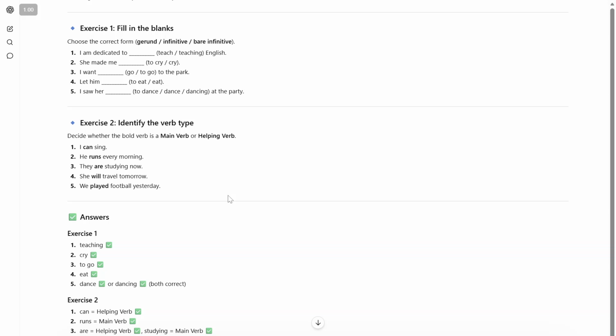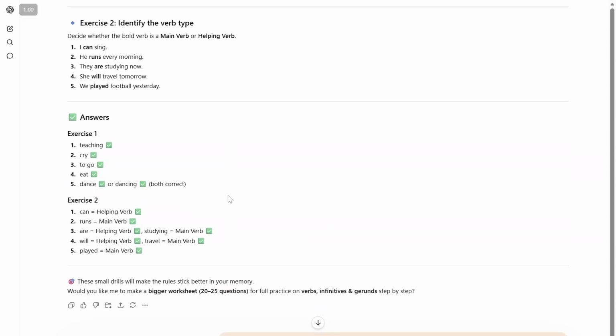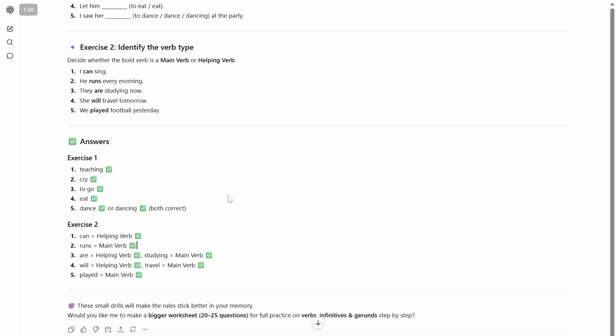Answers. Exercise 1: 1, teaching. 2, cry. 3, to go. 4, eat. 5, dance or dancing, both correct. Exercise 2: 1, can equals helping verb. 2, runs equals main verb. 3, are equals helping verb, studying equals main verb. 4, will equals helping verb, travel equals main verb. 5, played equals main verb.